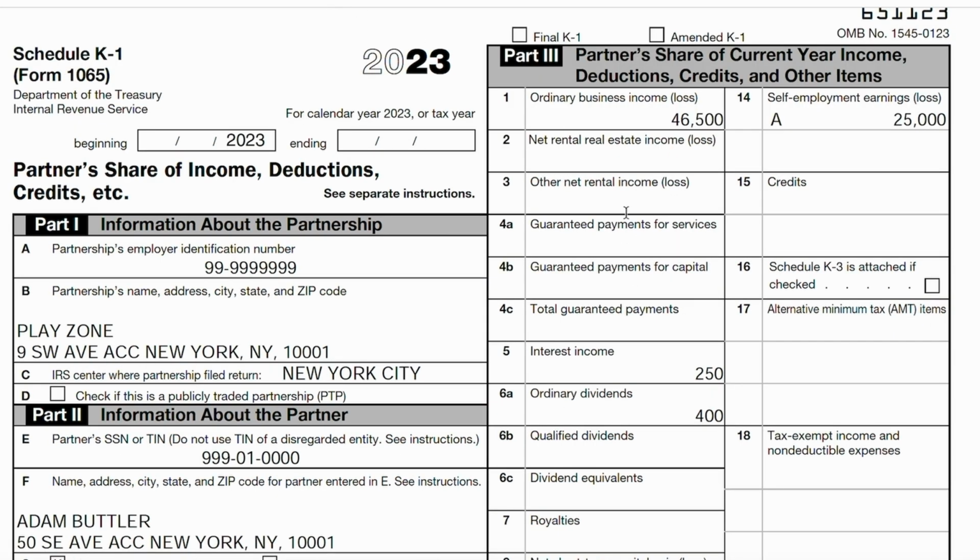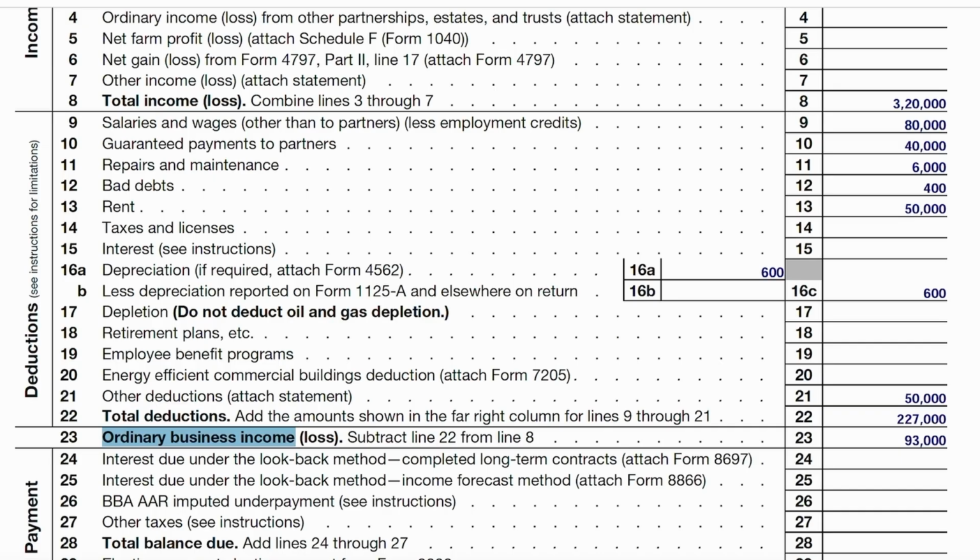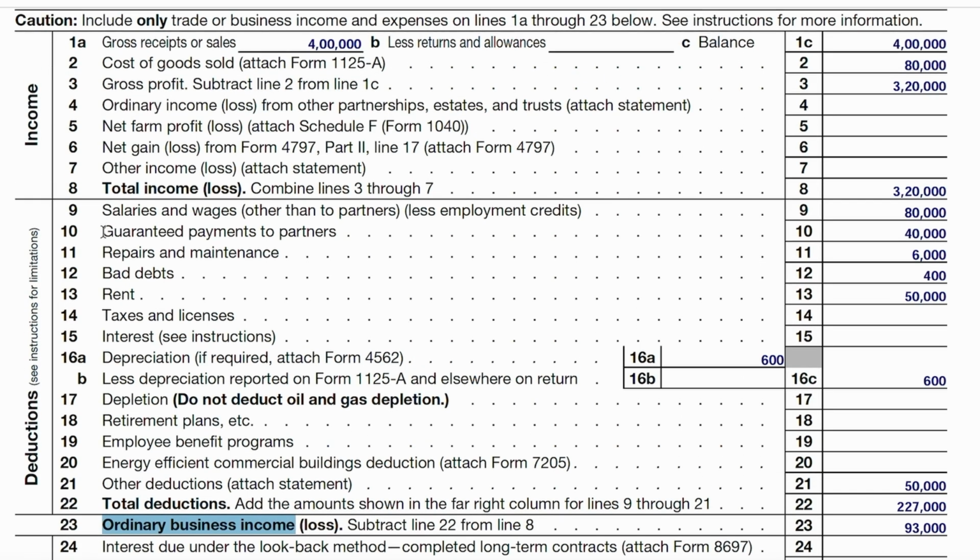If you remember, I already told you that we have guaranteed payment. This guaranteed payment is paid to a partner for their services, and it is paid regardless of whether the partnership has profit or loss. This 40,000 is paid to only one partner in this example. It could be paid to both partners, or it could be paid to only one partner. This is based on the agreement.